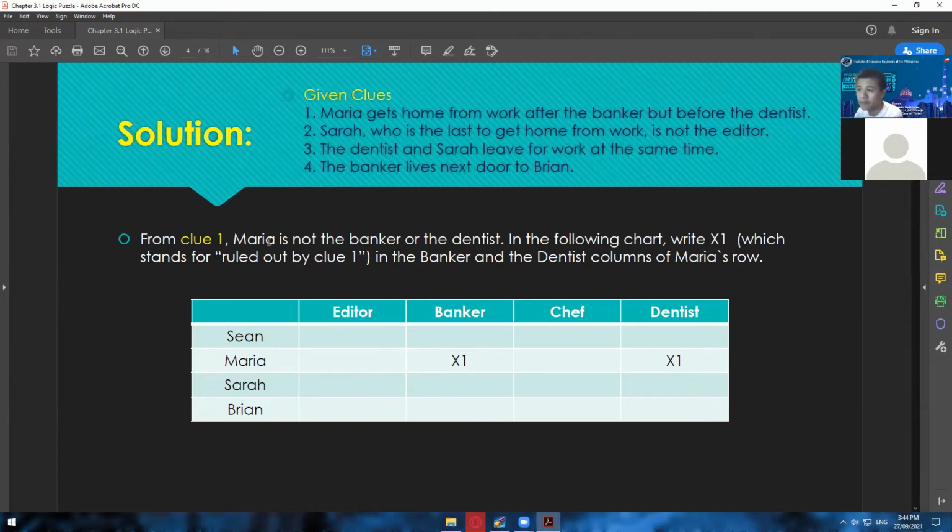From clue one, Maria is not the banker or the dentist. It says here that Maria gets home from work after the banker but before the dentist. From there, we already know that she is not a banker and not a dentist at the same time. So we can already X this out for Maria's job. She is not a banker, and she is not a dentist. This X1 right here is an indication that this one came from clue number 1. Or you can just simply write X, it doesn't matter actually, but just to make it more understandable, this one came from clue number 1, that's why it has a number 1 in here. So X1. Are we clear on the first clue?